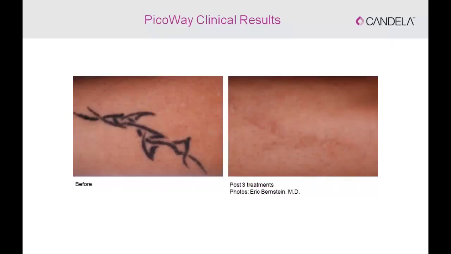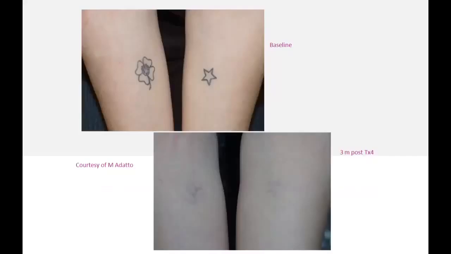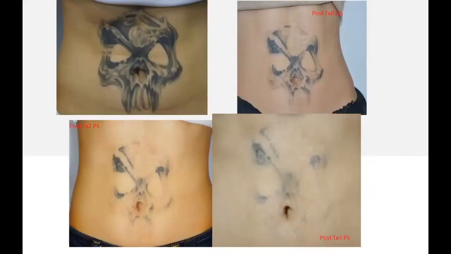But here you can see some nice clearance of tattoos, and in this case after a single treatment, and here because of the color the 1064 nanometer will be used. And in this particular case from one of my colleagues, Dr. Dato in Geneva, you can see that there was limited improvement after several sessions with the Q-switch. However, once this tattoo was then treated with picosecond, there was much better clearance.